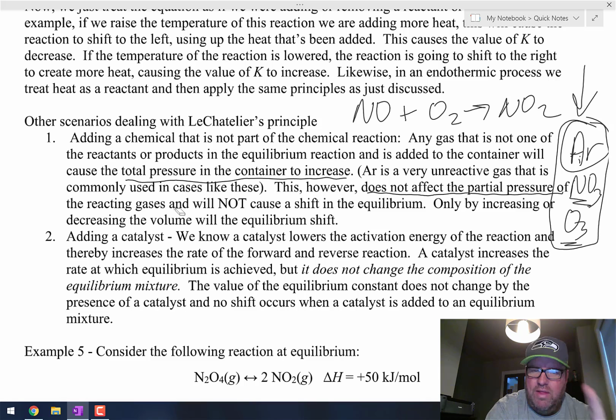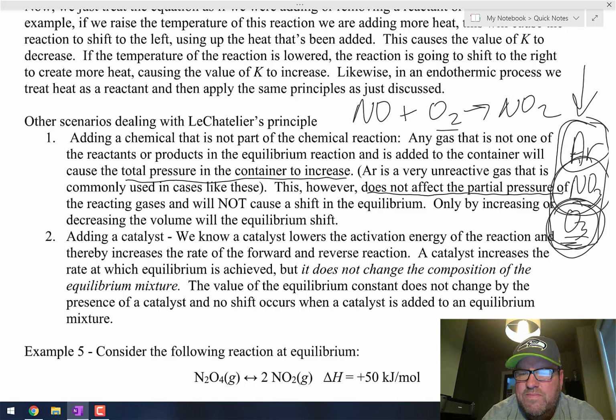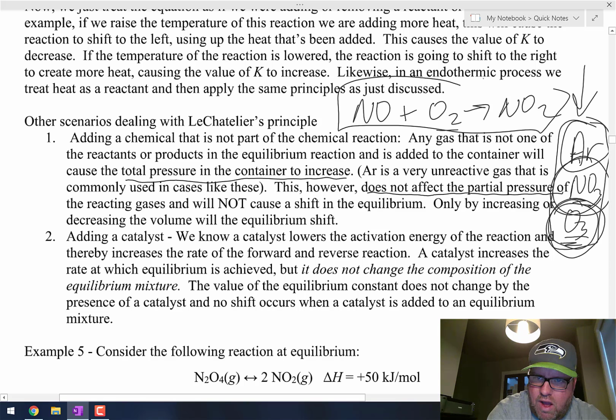Okay? But in this case, when you add a gas that is not directly involved, even if it's really, really similar, O2 versus O3 is not involved in this reaction. NO3 is not involved in the reaction. They try to use ones that are really close to make you think, oh, well, maybe it does. It does not cause the equilibrium to shift in either direction when you add a gas that is not one of the gases or aqueous particles in that solution.